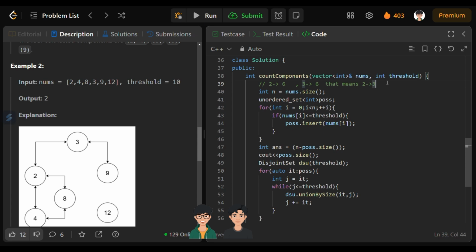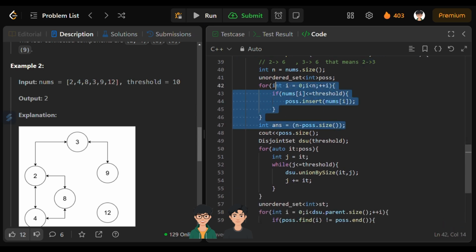So this is the main thing. If 2 is connected to 6 and 3 is connected to 6, then 2 is also connected to 3, and we can do this very efficiently. Connect all the multiples of 2 with 2, and also connect all the multiples of 3 with 3, and then the common multiples will merge 2 and 3 also, and they will be in the same connected component.